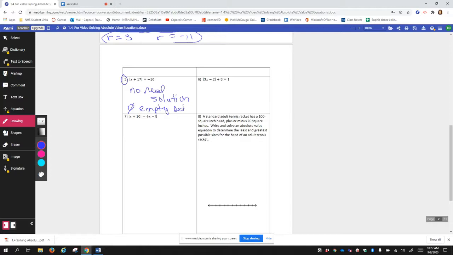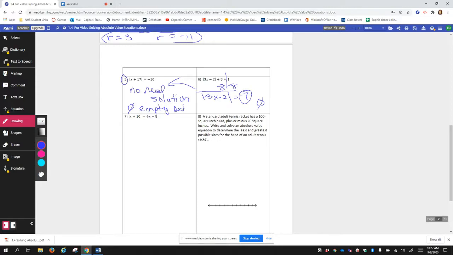Okay, let's take a look at number 6. So again, in number 6, if I look at it, here's my wall. My equal sign is my wall. I don't have my absolute value isolated yet. So I'm going to bring the 8 to the other side. I need to isolate first. So I have the absolute value of 3x minus 2 is equal to negative 7. Now, if you notice, just like we did over here, once I isolated it, I have a negative number, which I can't have. So again, this is going to be no solution, an empty set. I can't make that work.